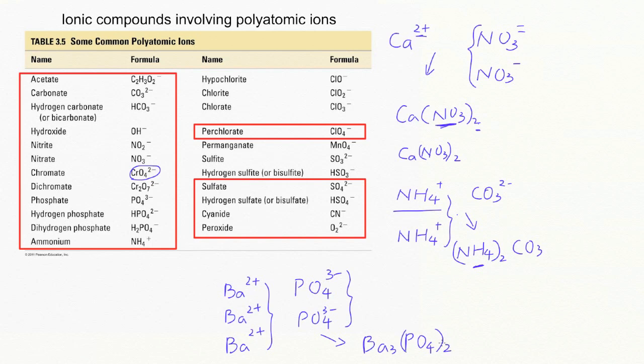Okay, so this is how we write ionic compounds involving polyatomic ions. Hopefully, this video can help you get better understanding of the charge, oxidation state, the meaning of those numbers. But again, if you have any questions, please let me know. Thank you, guys.